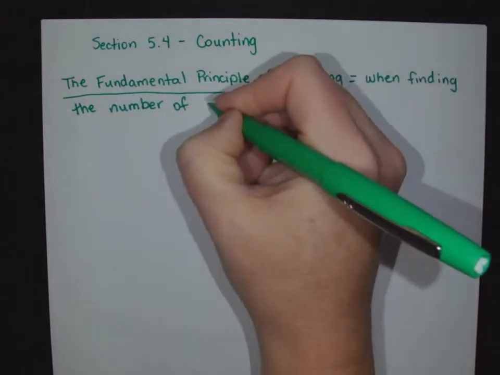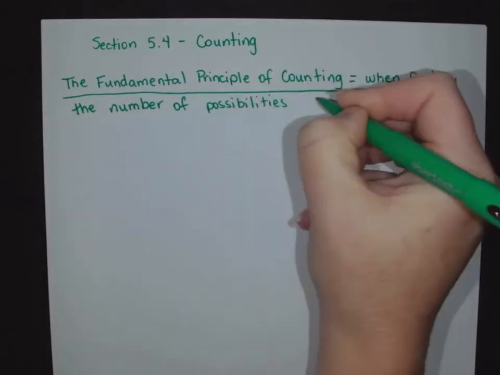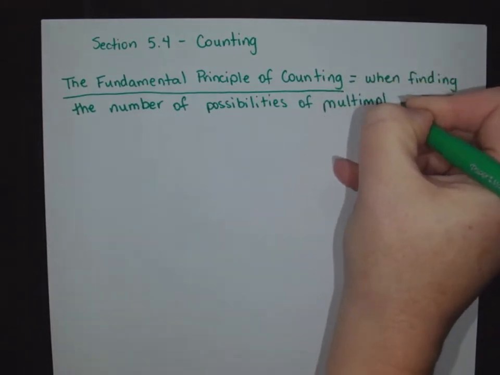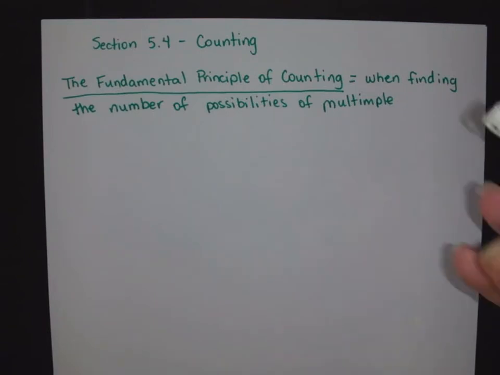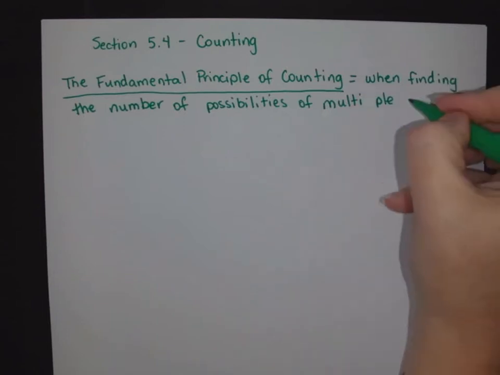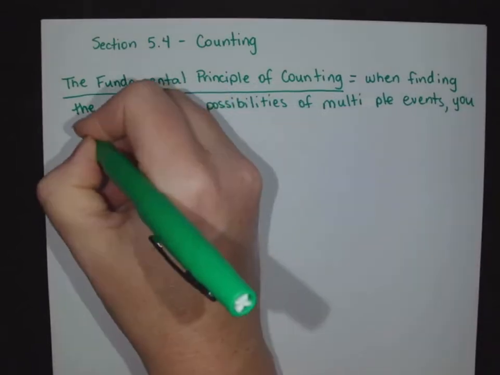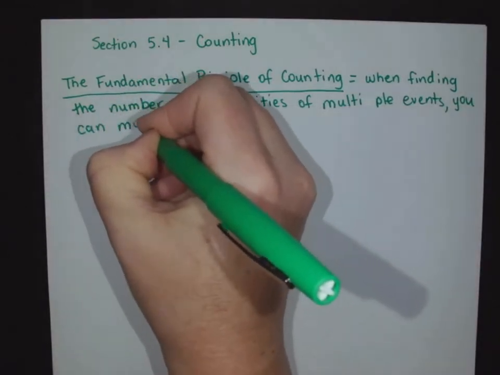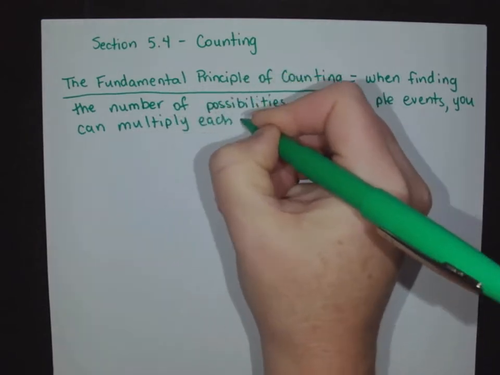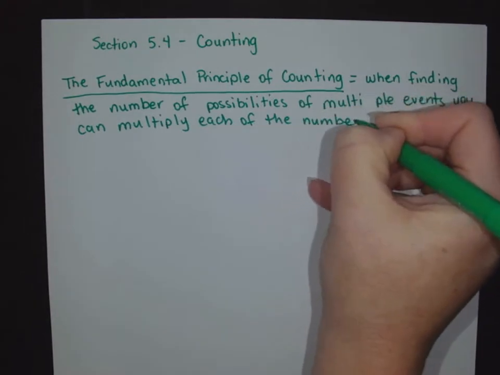But when finding the number of possibilities of multiple events, and apparently I don't know how to spell multiple. There's no M in the middle of multiple. So when you have one event after another, you can actually just multiply each of the number of possibilities for each individual event, and that will be the total number of possibilities for the whole problem.